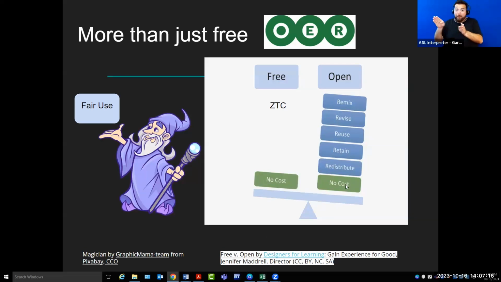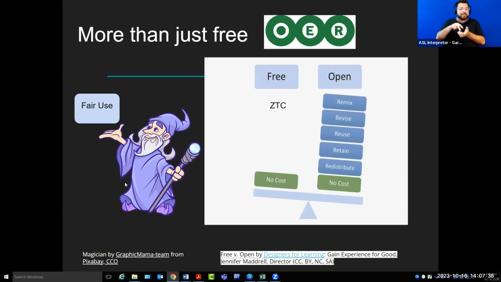OER do have a cost, and the cost would probably be in the printing, in the paper, the ink, that kind of thing that the students would have to buy. So those two terms are not complete synonyms. ZTC, well, we'll get into that, the exact definitions a little bit later.